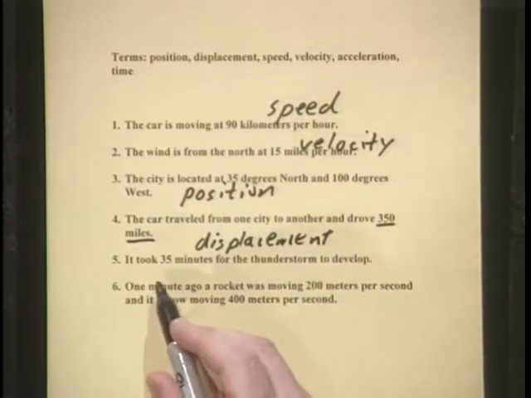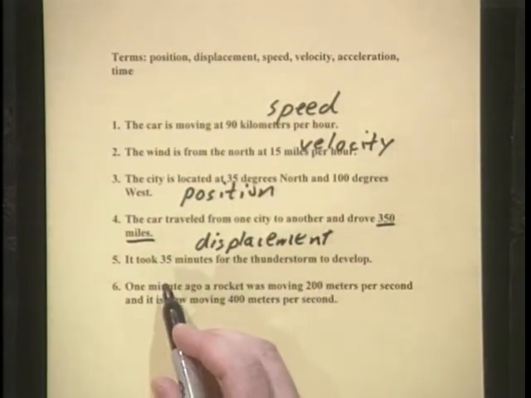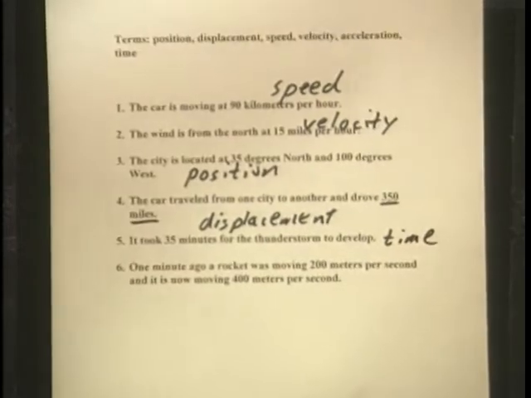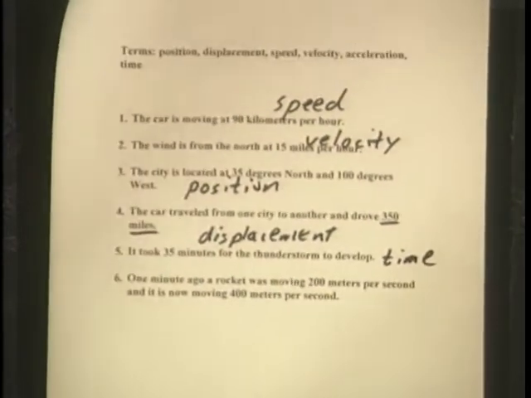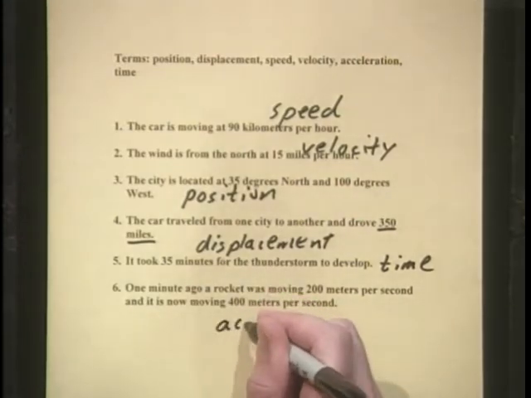And 5, it took 35 minutes for the thunderstorm to develop. Only time information is given, so that one is time. And the last one, 1 minute ago, a rocket was moving 200 meters per second. It's now moving 400 meters per second. So the speed of that rocket is changing over time. That is an acceleration.